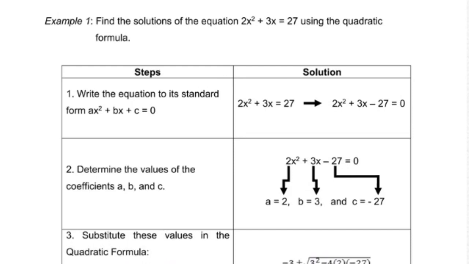So next is determine the values of a, b, and c. So a is the numerical coefficient of x squared. So in this case, a here is equal to 2. b is the numerical coefficient of x. In this case, the numerical coefficient of x is 3, the linear term. And negative 27 is c. This is the constant term.